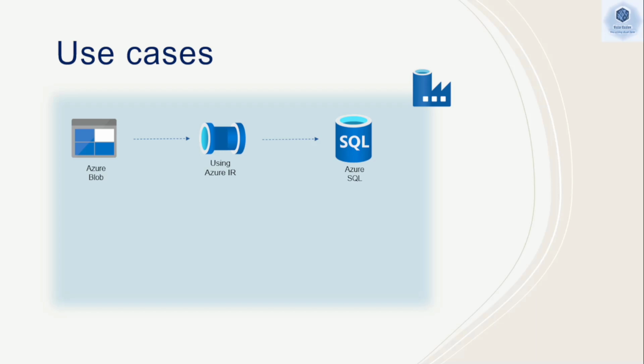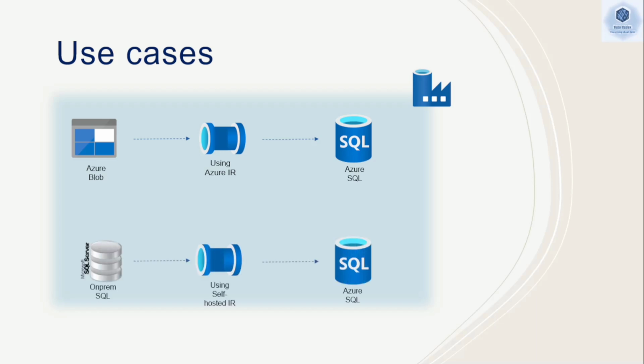So we can create a linked service for Azure Blob Storage with this Azure IR, and we can provide the dataset format. It can be a CSV or a Parquet file. And finally, we have the destination. We are going to use Azure IR to configure this Azure SQL linked service, and we are going to provide the dataset, that is, which table we are going to load the data into.